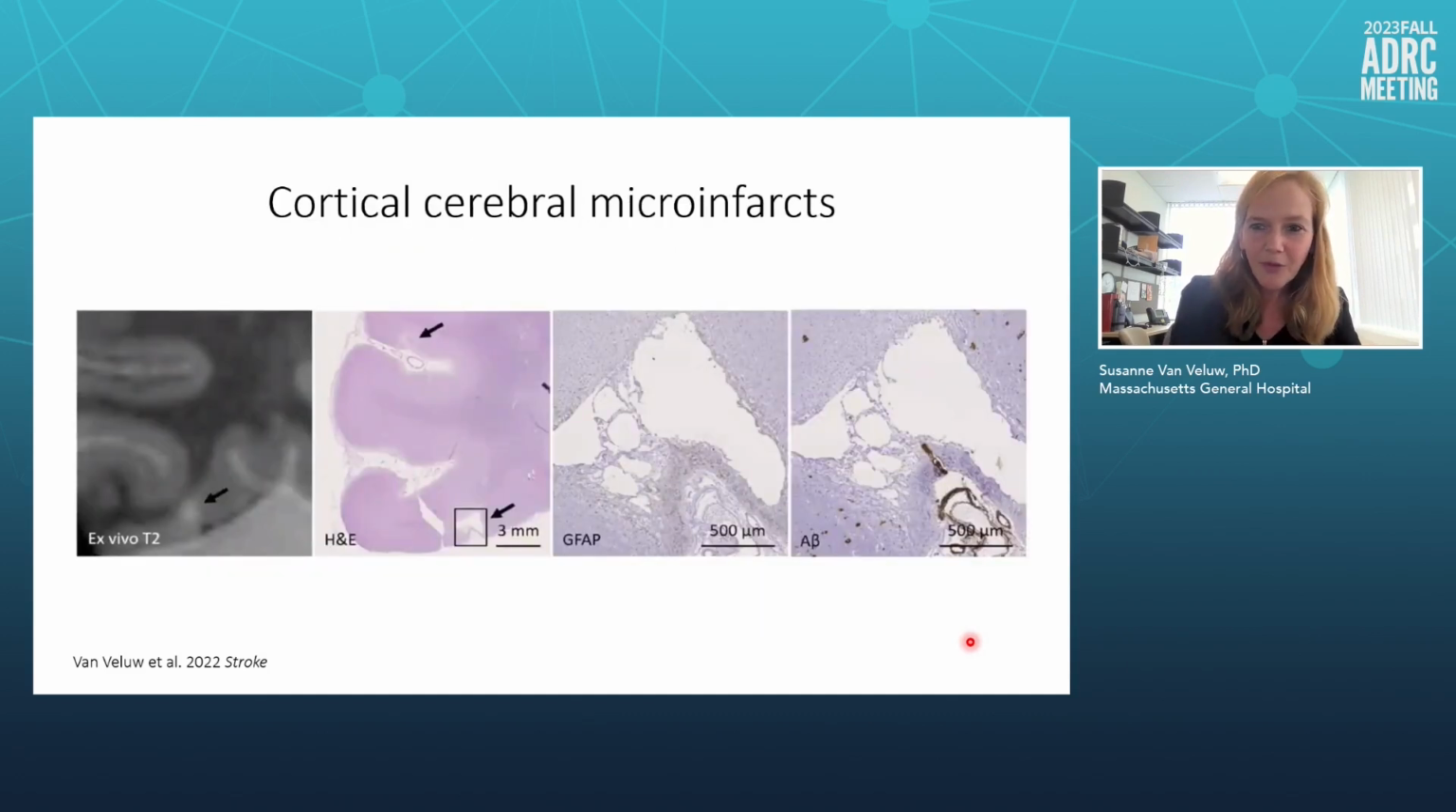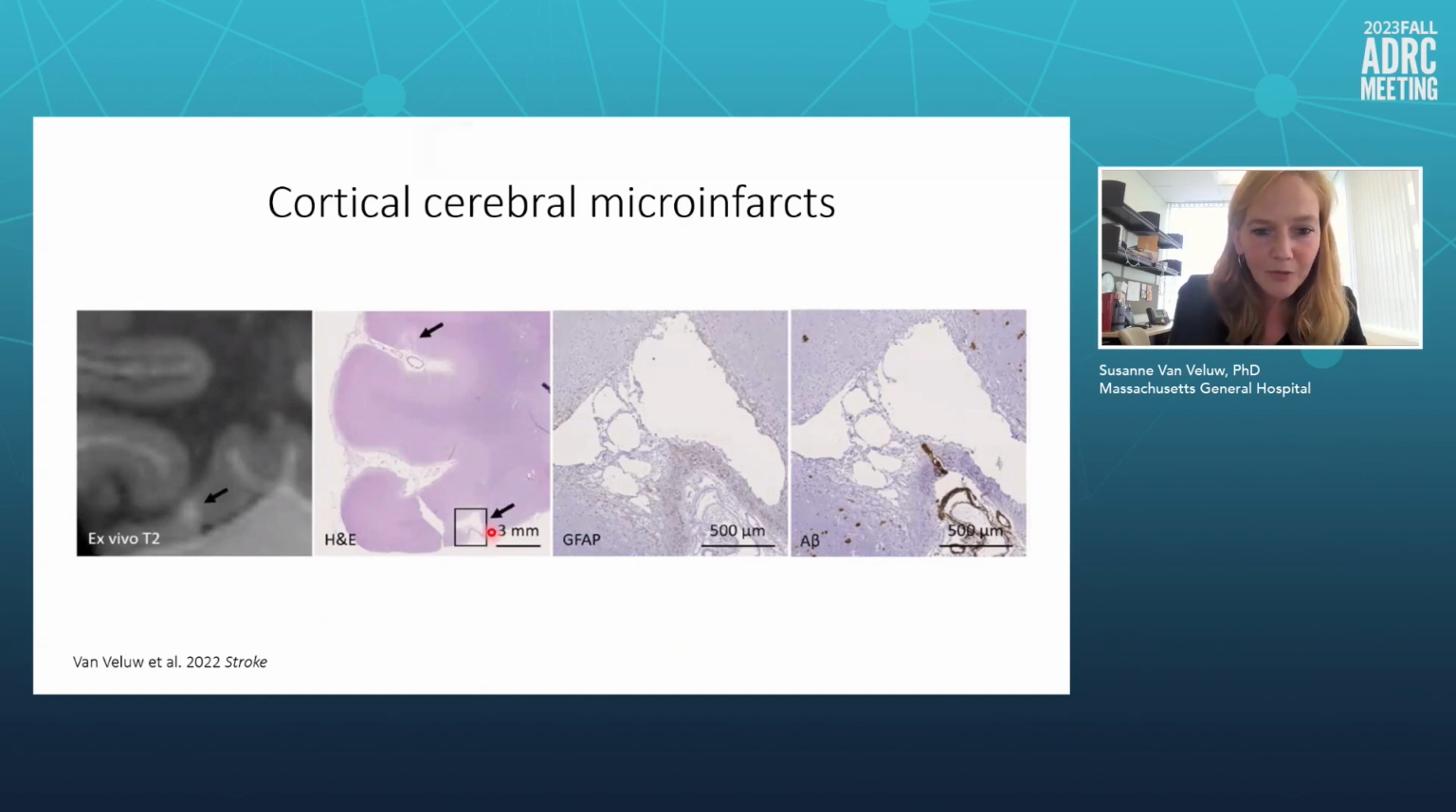And a nice example of how ex vivo MRI has taught us about what we can and cannot see with imaging, and it was already nicely introduced by Dr. Schneider in the previous talk, are these cortical cerebral microinfarcts. As we know from neuropathological studies, these are really numerous in the brain, and we can encounter them in neuropathological examination, but we're not so good at imaging them during life with MRI.